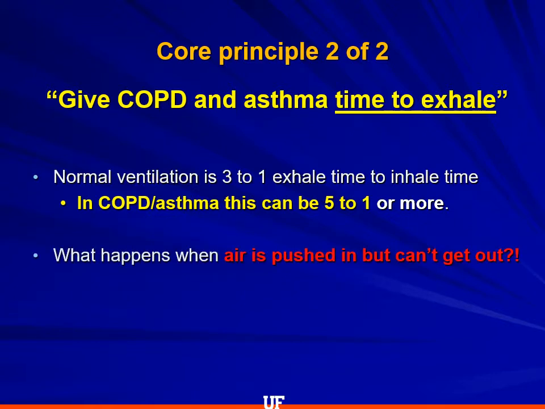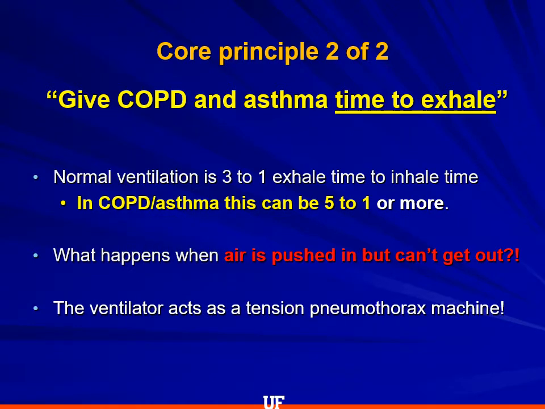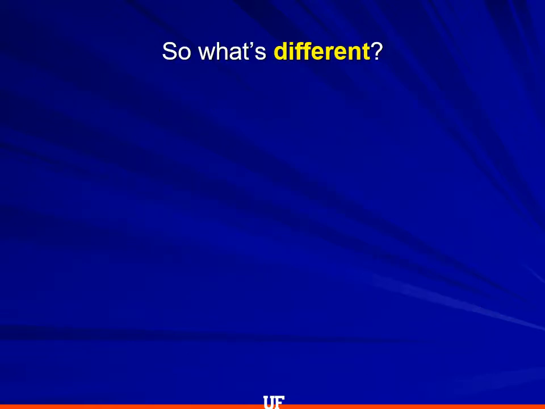So what happens when, before the patient's able to get out their full breath, the ventilator starts pushing more air in? Eventually, the pressure mounts, and the ventilator acts as a tension pneumothorax machine. So give that COPD and asthma patient time to get the air out. Since we know that patients who've been intubated for critical COPD or asthma need a lot of time to get that air out, what do we do differently?